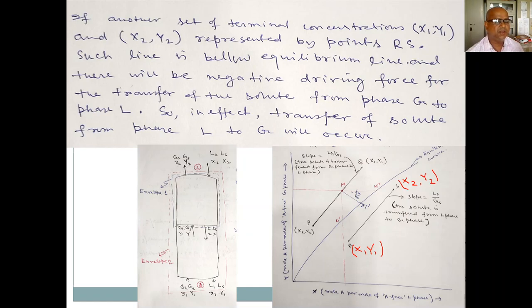Okay, so that thing we have already discussed. When it happens from L phase to G phase, then this will be x2, y2, x1, y1, and this will be Rs, and the slope will be the same, and accordingly this thing will be there.